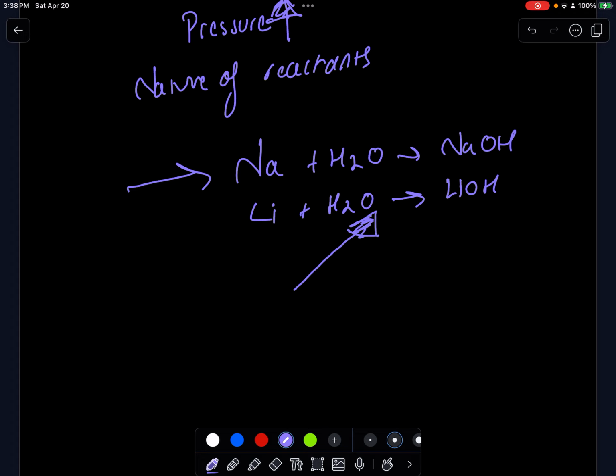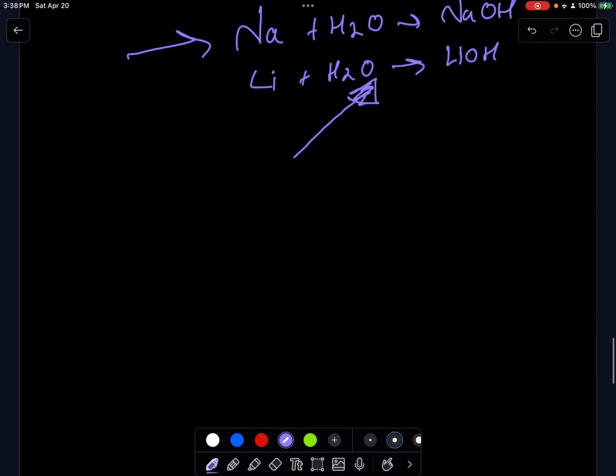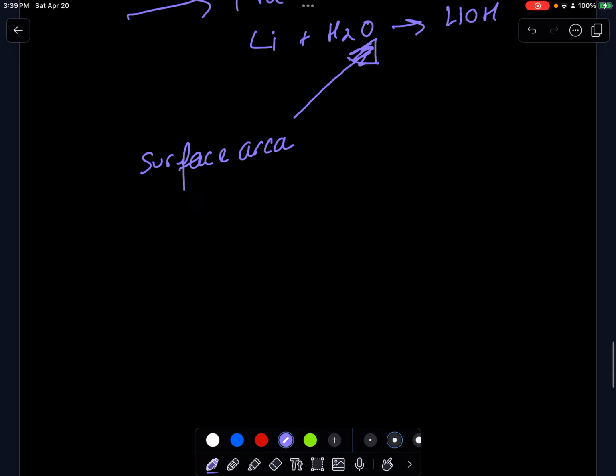So, let's have a look at another factor, which is surface area. The greater the surface area, the larger the reaction rate, because when there is more surface area, there is a bigger area for successful collisions to happen.